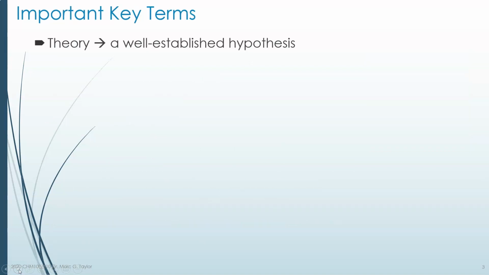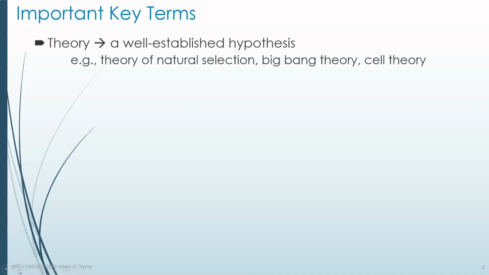So, let's talk about some definitions. Theory. Theory is a well-established hypothesis. We have the theory of natural selection, the Big Bang theory, cell theory. These are all theories to a scientist, and what we mean by theory as a scientist is that these were ideas that were postulated for how something happens, and these ideas were tested over and over again, sometimes thousands or even tens of thousands of times in different experiments, and every experiment supported this original hypothesis, so we now call it a theory. We don't tend to prove theories correct. We usually do experiments that either disprove the theory or support the theory, but there's no proving the theory.